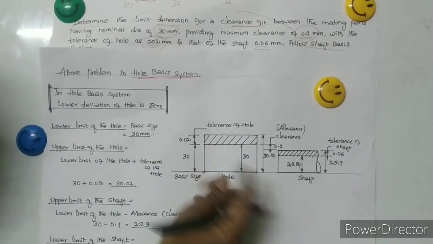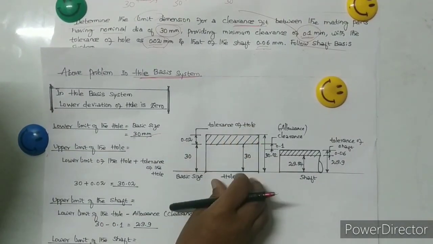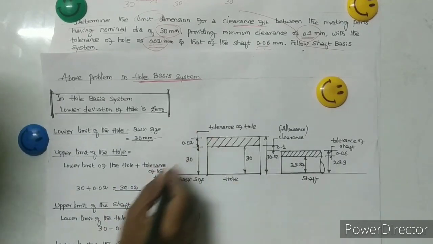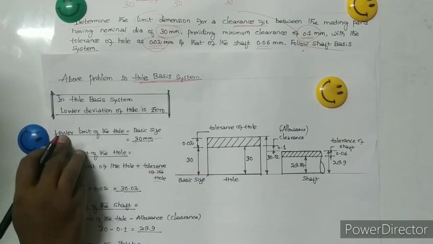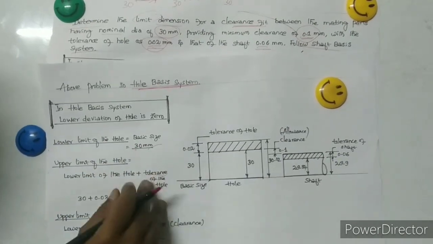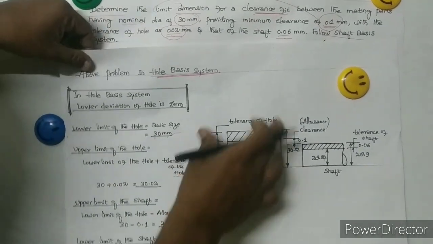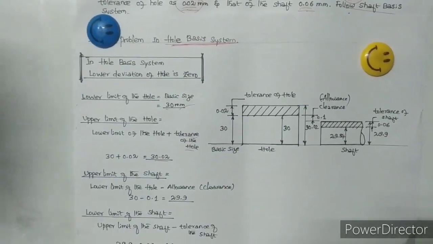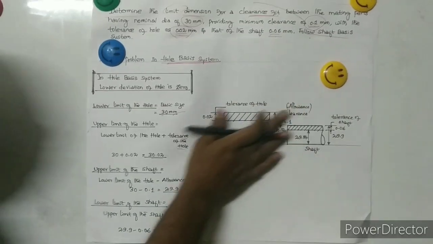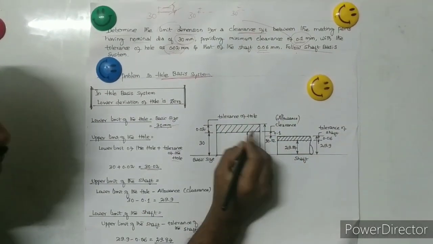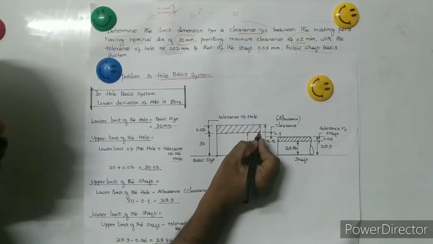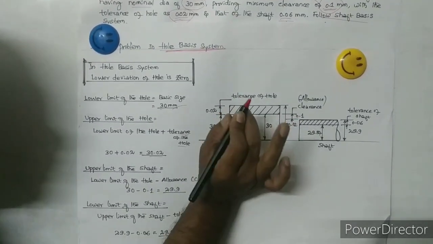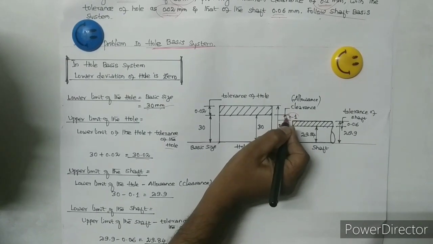Then the upper limit is very easy to define. How to define the upper limit? 30 plus the tolerance of the hole, that is 30.02. So the lower limit of the hole is 30, and the upper limit of the hole is basic size plus hole tolerance. Now let us come to the upper limit of the shaft. Since I told you it is a clearance fit, again the same concept: the lower limit of the hole is greater than the upper limit of the shaft. Again this is clearance, and the clearance value is given as 0.1.